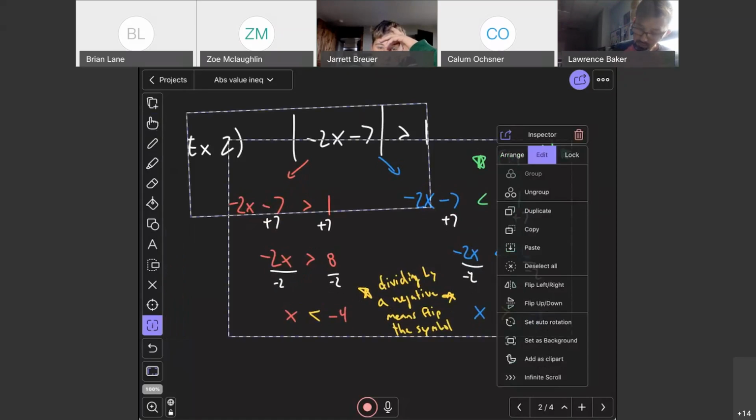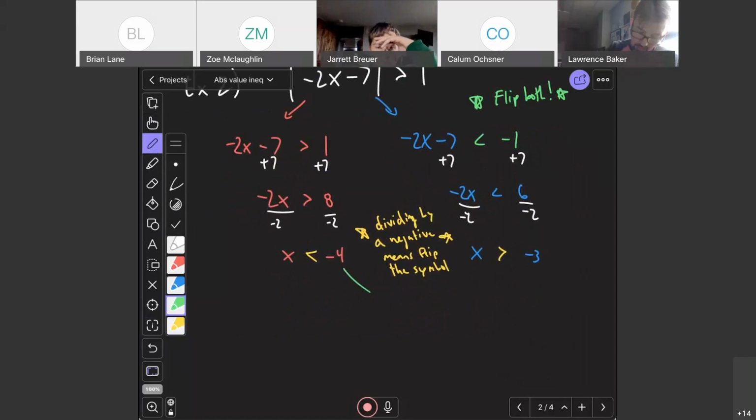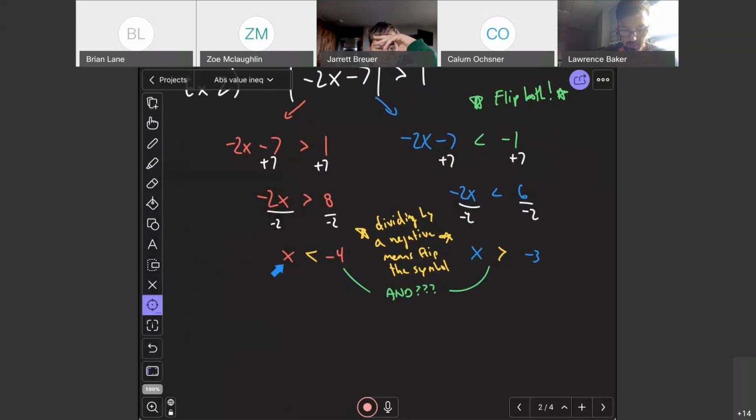Anything solving wise you want to talk about before we talk about how to write the answer? Okay, Kenzie. Okay. So now we need to ask ourselves, is this an and or an or? So you should be saying, can a number be less than -4 and greater than -3? Are there any numbers that are less than -4 and greater than -3? Any numbers like that? No? So since it's a no, Kenzie, what's that mean?